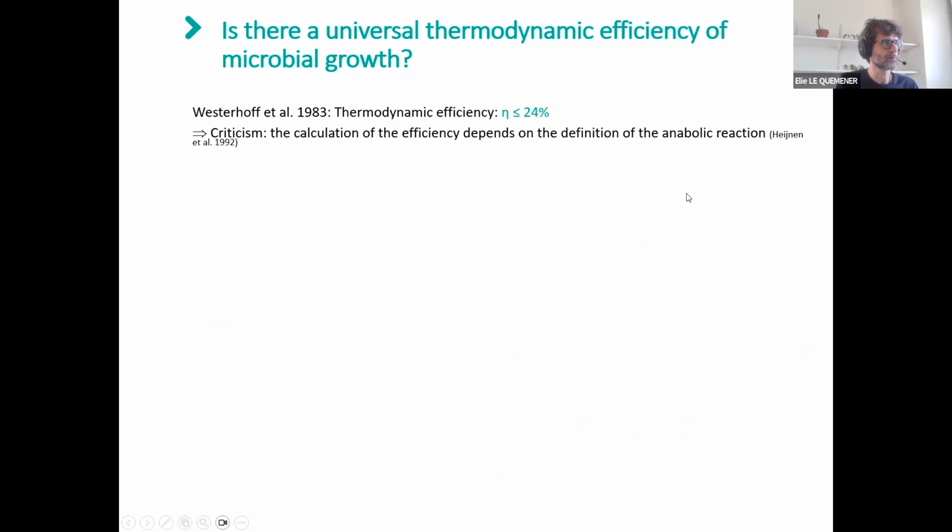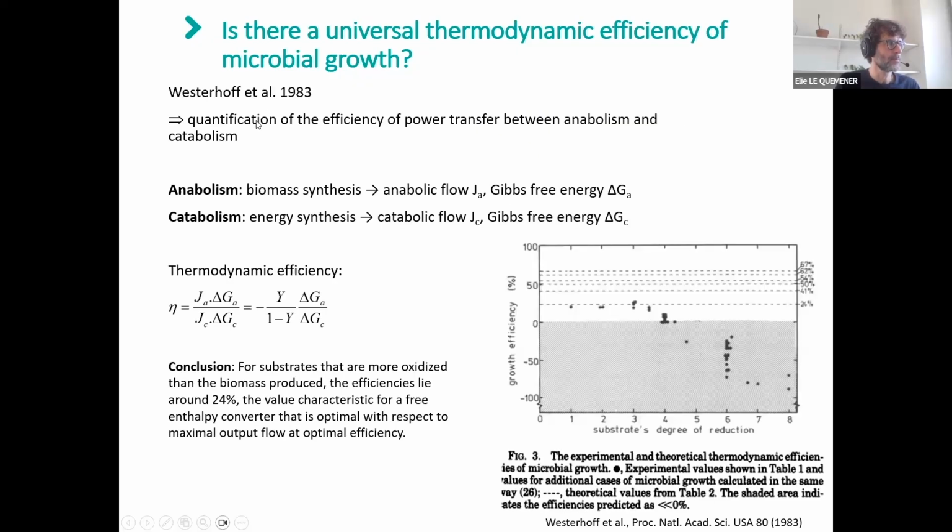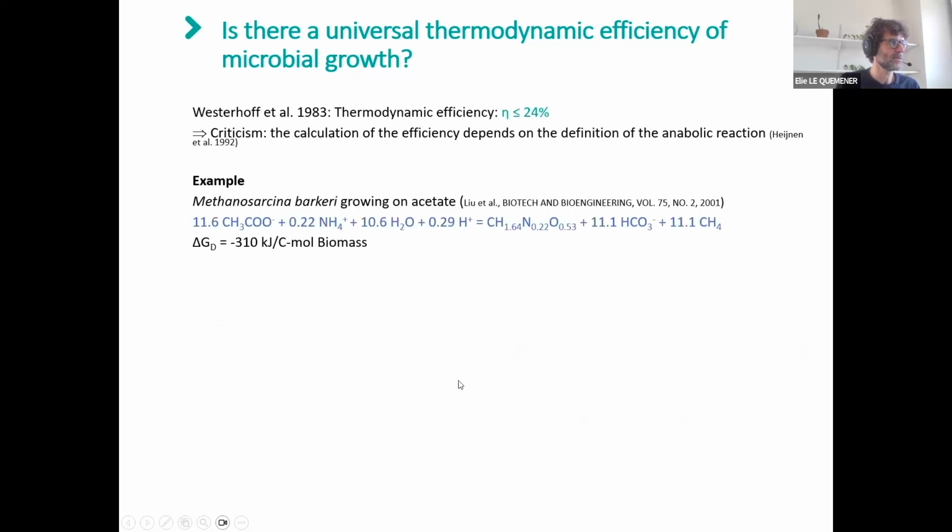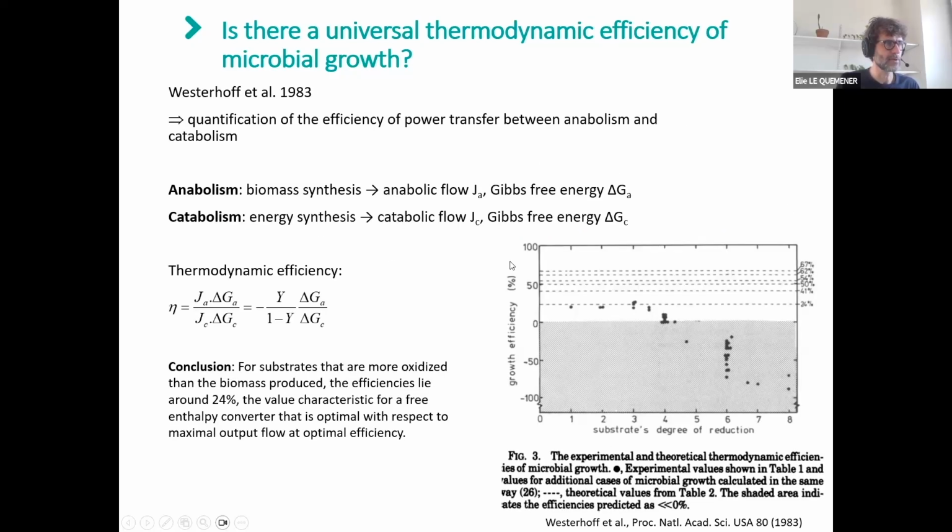But what people criticized later is that if you want to do this, you need to assume mainly the anabolism. As a reminder, the catabolism is the reaction that produces the energy. So for example, glucose plus oxygen gives CO2, it's catabolism. Anabolism is the reaction that produces the biomass. And the reaction that produces the biomass is not easy to write. And people criticized that if you write anabolism differently, then this calculation changes.